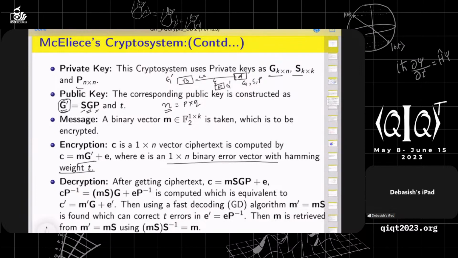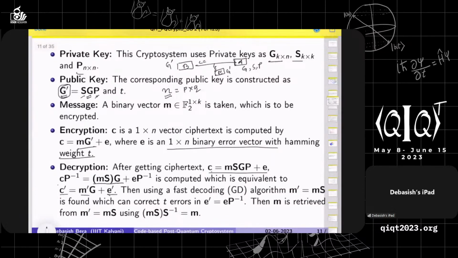Now during the decryption, only A will be able to decrypt. Once I have received this C at A, the intended user, I have the P matrix. It is an invertible matrix P. Then I can multiply the C with the P inverse. So I can get M S G plus E P inverse. Then, I am just renaming it: C prime, M prime, and E prime.